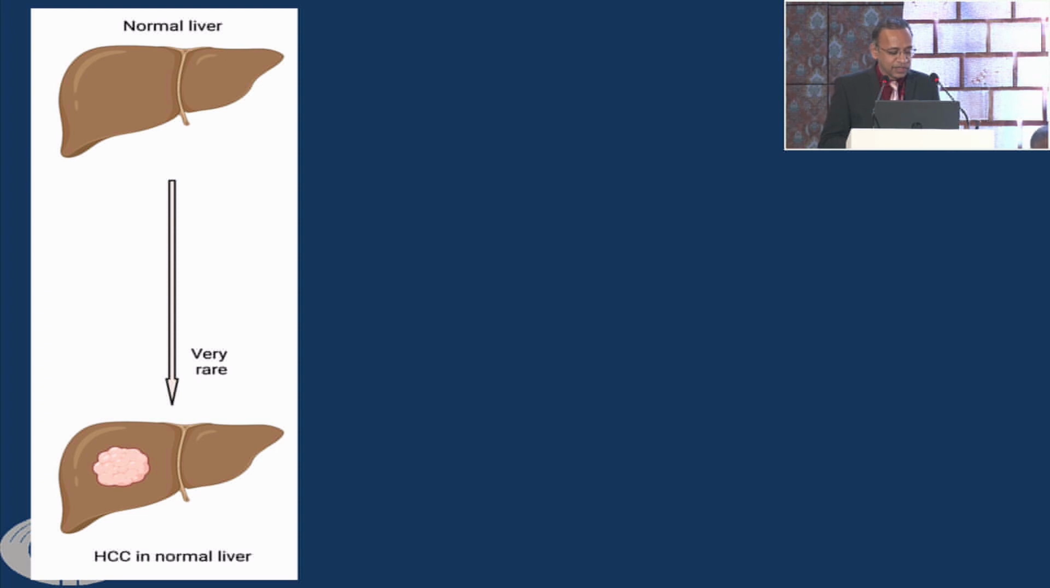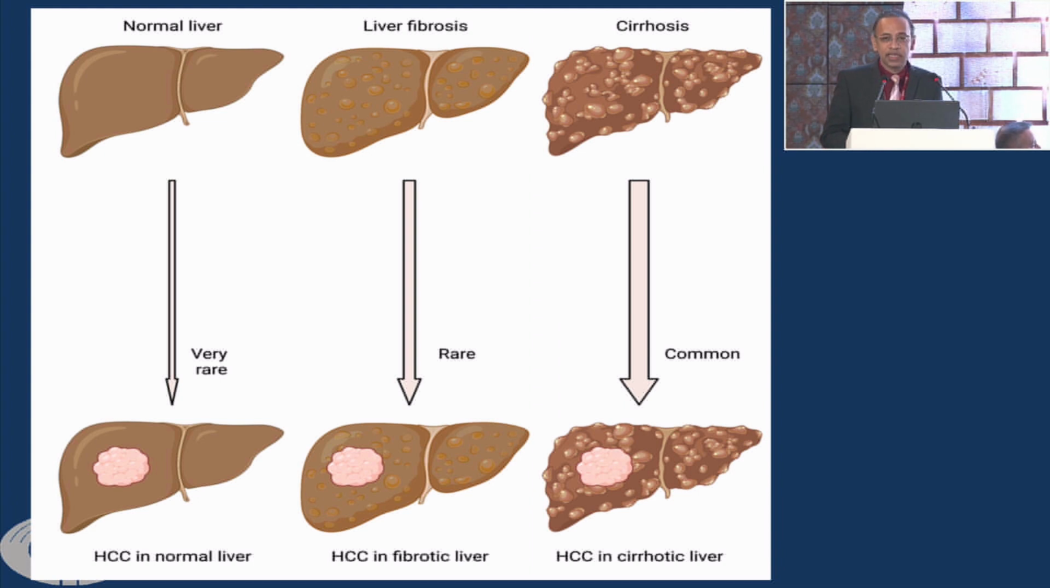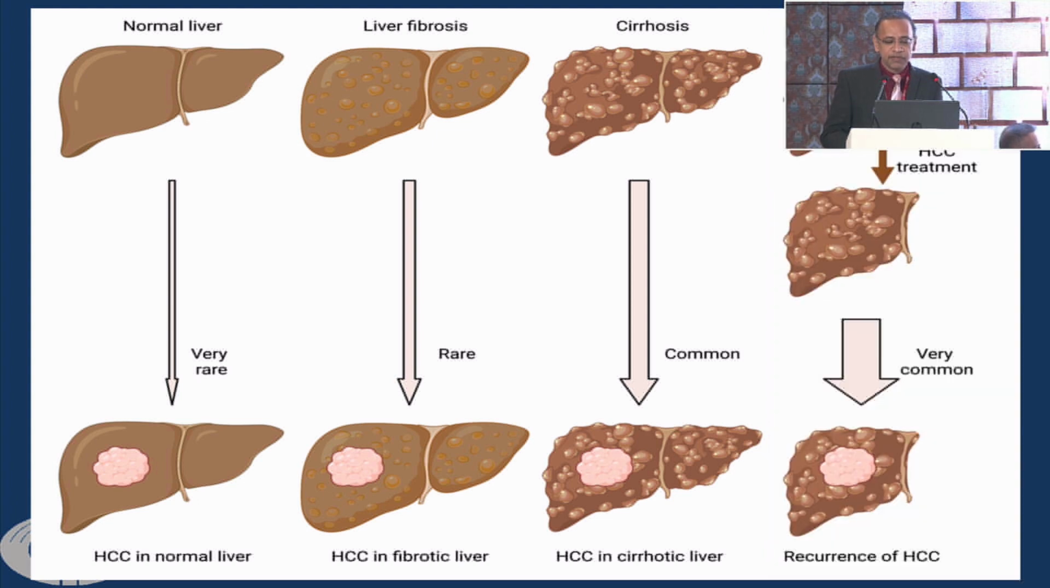So in a normal liver, it's very rare that a person can get HCC. But if there is liver fibrosis, even though there is no cirrhosis, then the chances of HCC are slightly higher, although it will still be rare. And once cirrhosis sets in, it is common that a person can develop HCC. That is why surveillance strategies have been formed. And if cirrhosis with HCC is already there, and we have done treatment for HCC, then recurrence of HCC is even more common. So having this framework in mind, let us explore further how various modifiers can enhance or reduce the risk of HCC in cirrhosis patients.